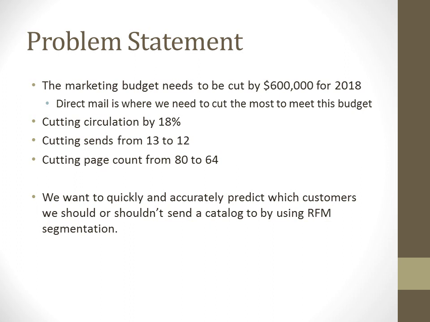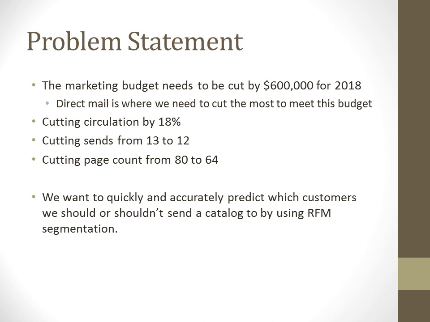So we, as a team, have decided that we're going to cut circulation by 18%. So that's total catalog sends throughout the year. It's going from 3.1 million to about 2.8 million. And then we're cutting the number of catalog sends per season from 13 to 12. And then we're going to cut page count from 80 to 64. This is how we're going to realize that $600,000 savings.